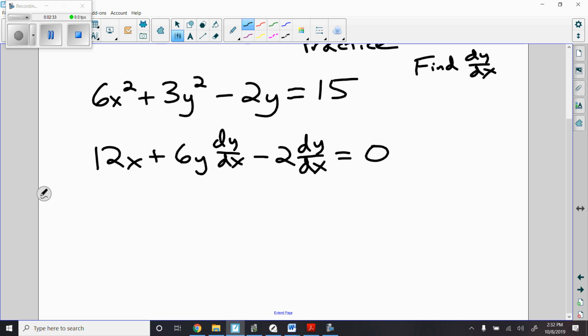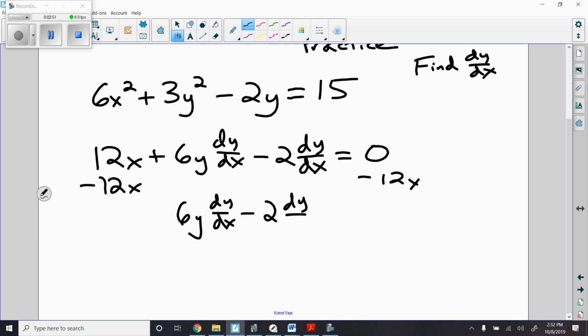I'm going to solve for dy dx. I have two of them. So I'm going to choose to keep those on the left side. And I'm going to subtract this 12x over. And they're going to get 6y dy dx minus 2 dy dx equals negative 12x.